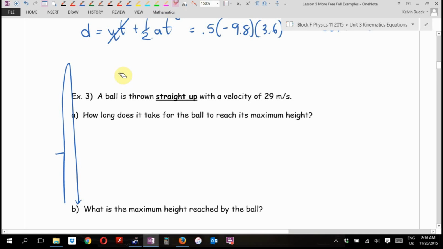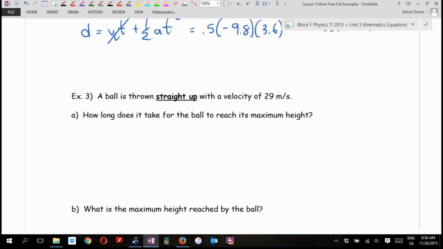Okay. A ball is thrown straight up with a... actually, I think this person is standing on the ground. Sorry, we're going to do a cliff later. Ball is thrown straight up with a velocity of 29 meters per second. A. How long does it take for the ball to reach its maximum height? I like this question. What's this question asking me to find?